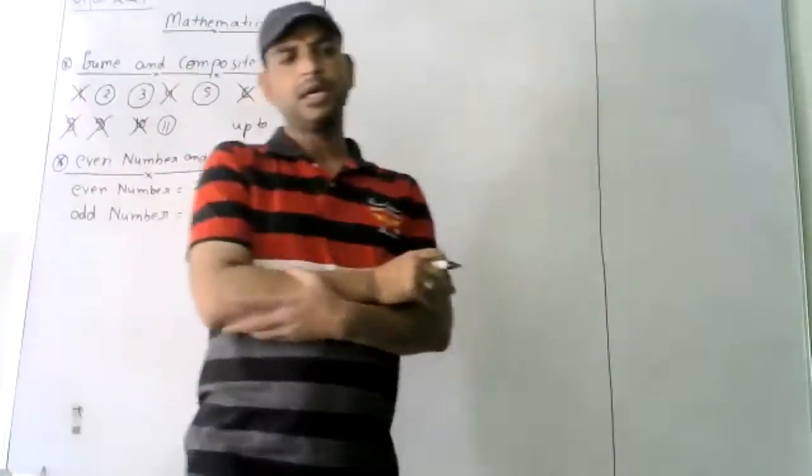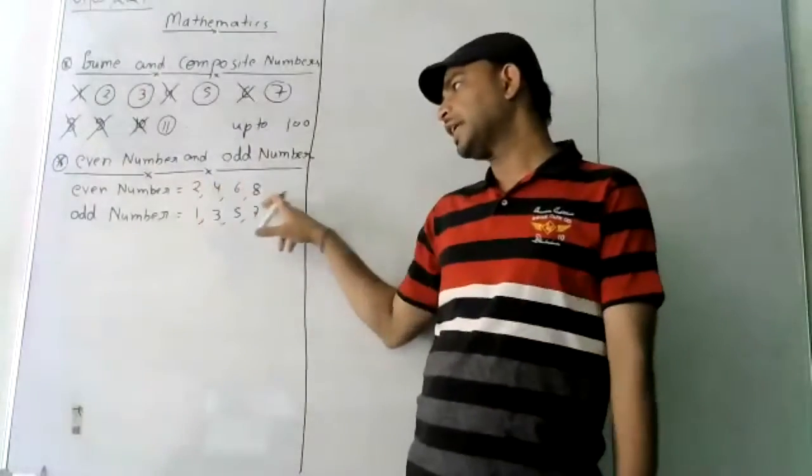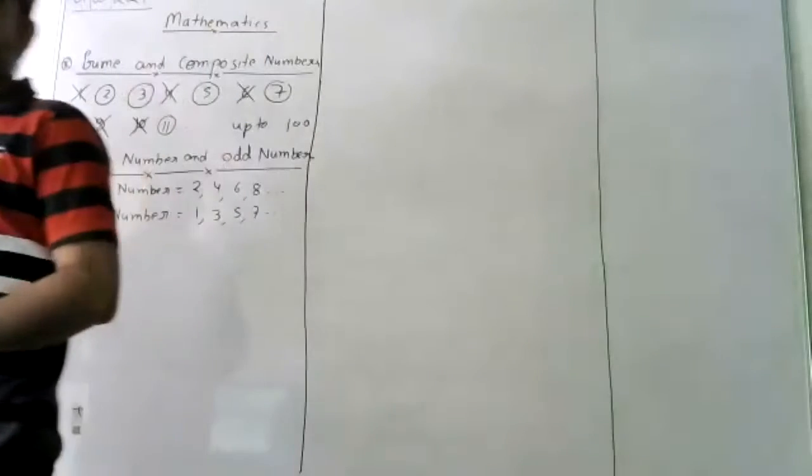Here, even numbers are 2, 4, 6, 8, and odd numbers are 1, 3, 5, and 7. Okay.